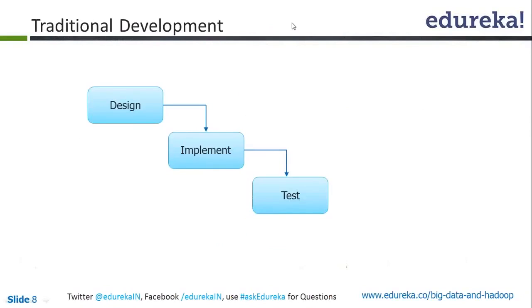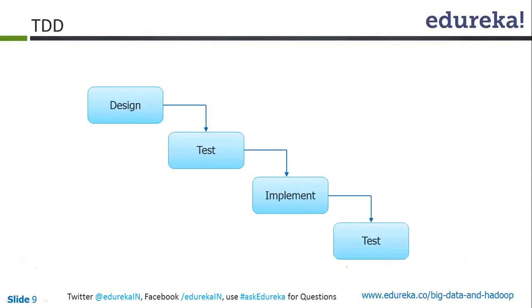So now, when it comes to traditional development, the traditional way is something which you are seeing right now. You design something, you implement it, and you test it, right? Design, implement, test. Whereas the TDD way is you design something, then before you implement the design, you write the test, right? Again write the test, again implement, again write the test, again implement.